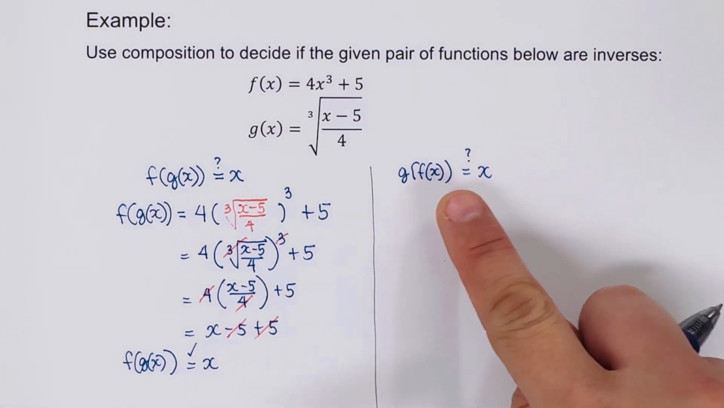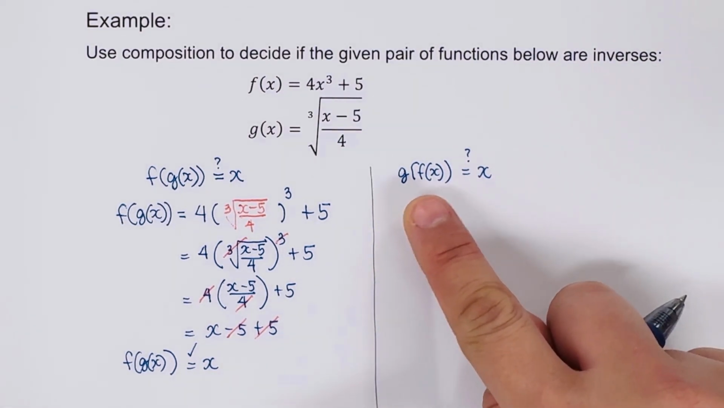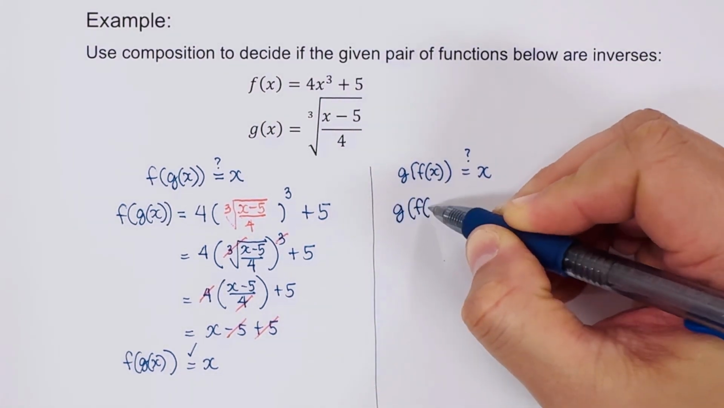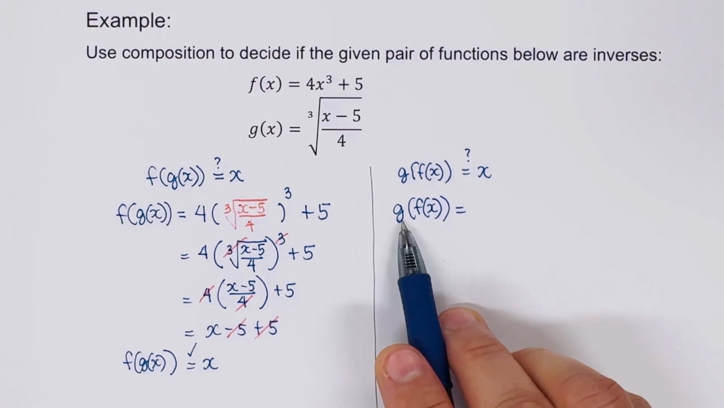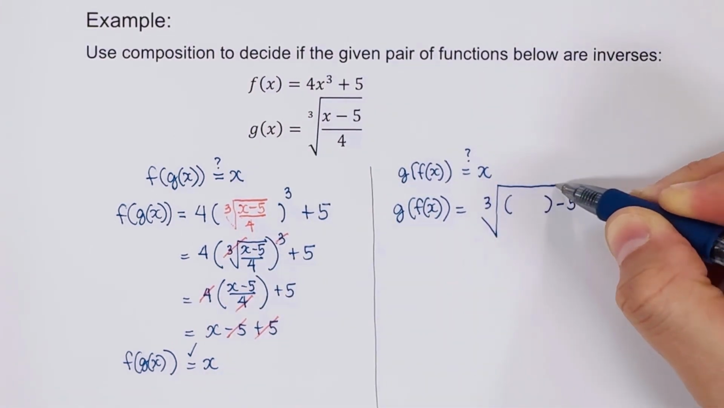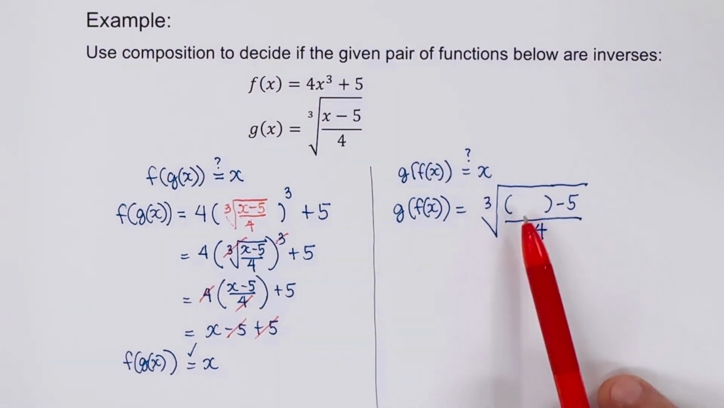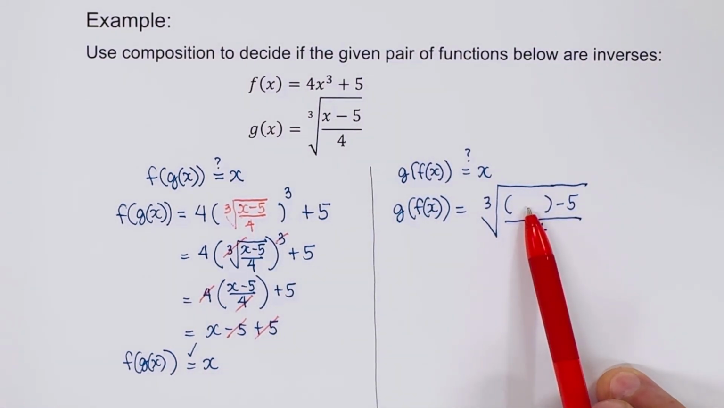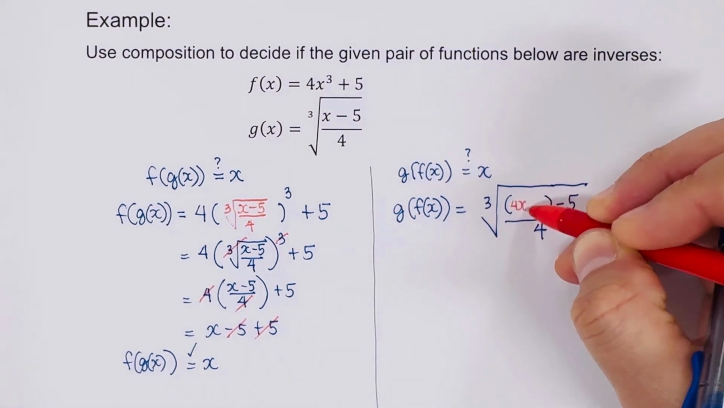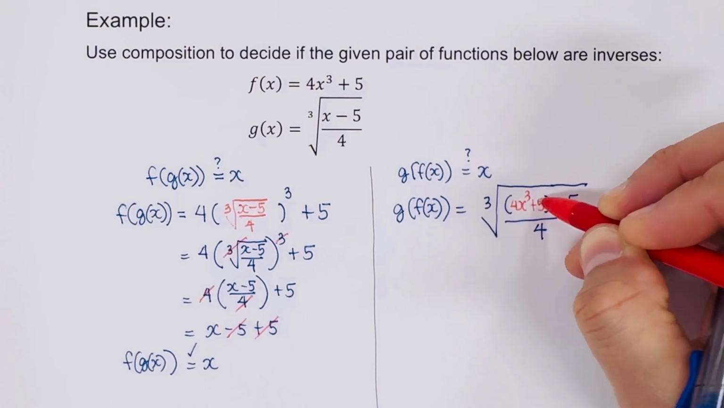Now let's look at the other side also here. Is g of f of x equal to x? So I'm going to go ahead and set up the equation right here. The outer function that we have here is g of x, so I'm going to go ahead and rewrite this. And the one that I put into the x of the g of x is the f of x, which is 4x cubed plus 5.